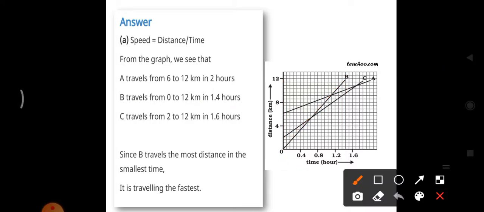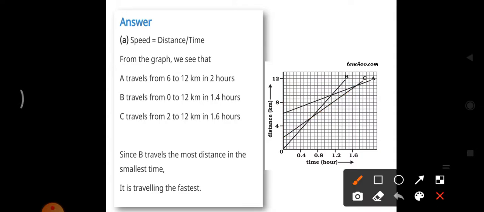In C, this is C. First see the distance. It starts at 2 kilometers and ends at 12 kilometers. So C travels from 2 to 12 kilometers. See the time: it starts at 0 and ends at 1.6. So 1.6 minus 0 is 1.6 hours.